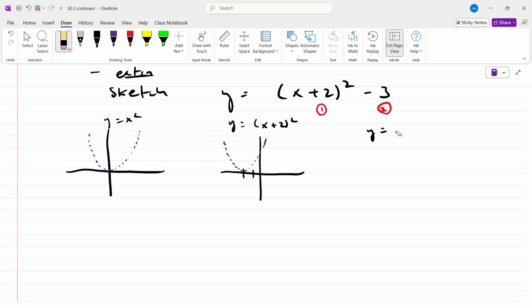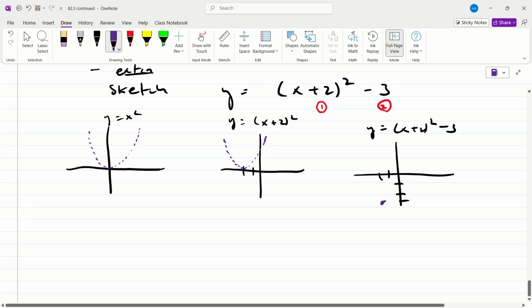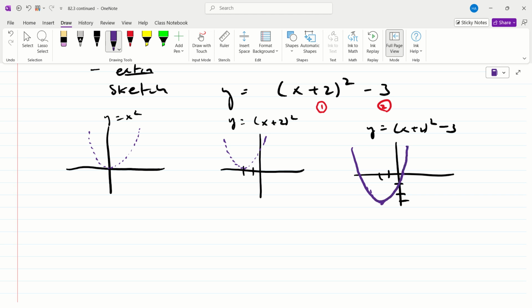And then if you consider taking that graph and subtracting 3 from it, then you'll be taking this graph and shifting it down 3 units, ultimately getting a graph that looks like this. So knowing how to graph these guys can be really helpful.